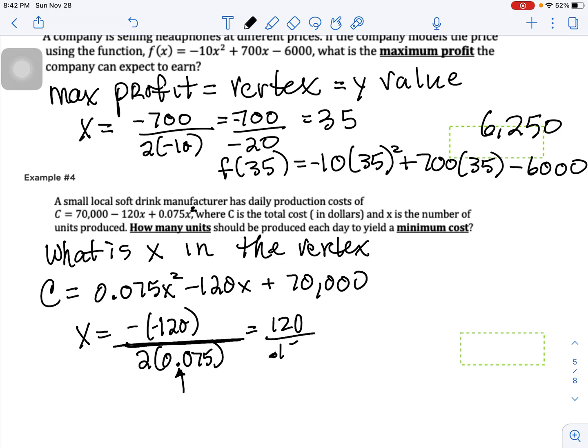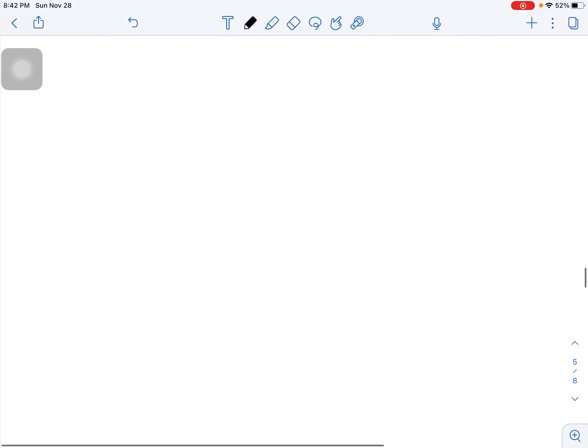Which is 0.15. If you type it in your calculator, 120 divided by 2 times 0.075, it's going to do the divided before the multiply. 800. And then it said how many units, and so we're done because we have found the number of units.